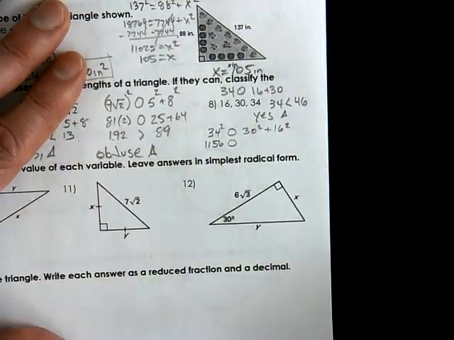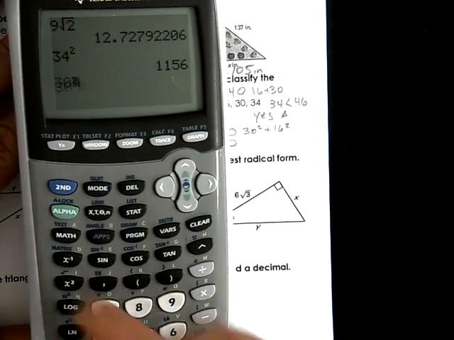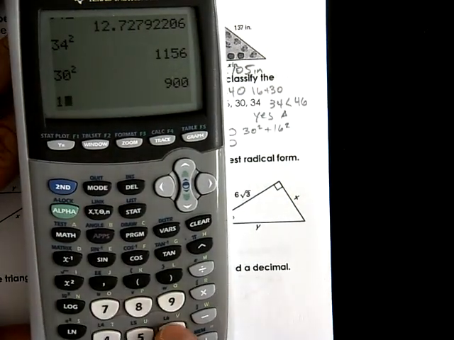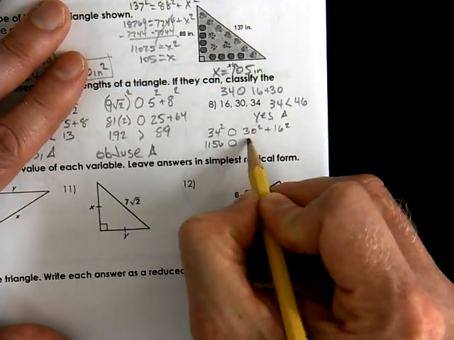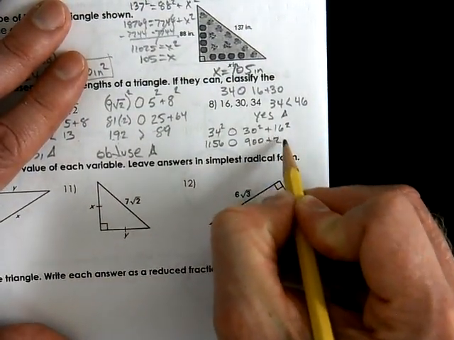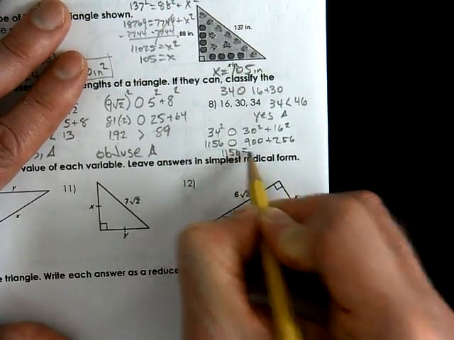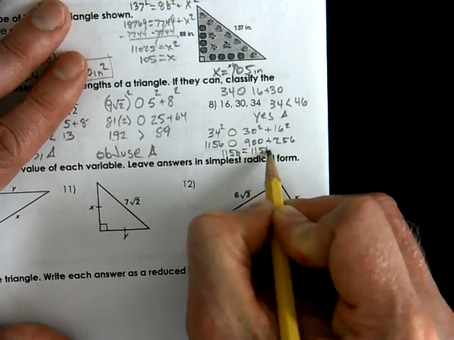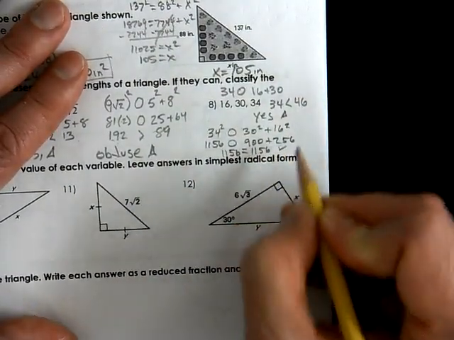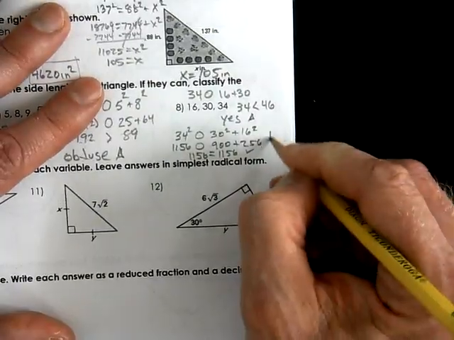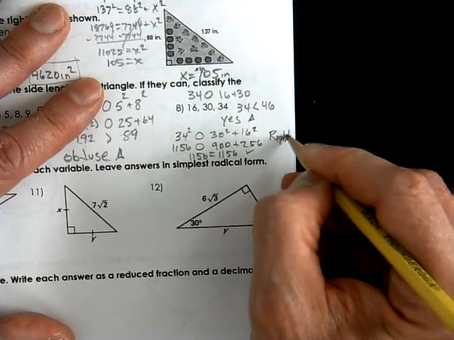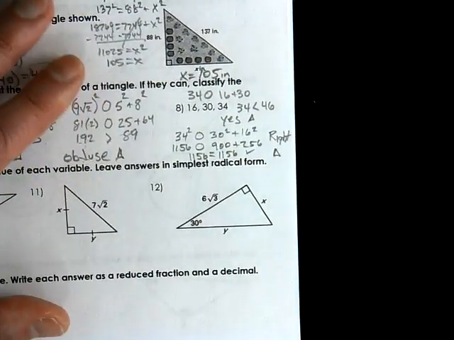34 squared is 1156, and we're going to compare that. 30 squared is 900. 16 squared is 256. And when we add that together, we get it to equal 1156. So those are the same. So we have a right triangle.